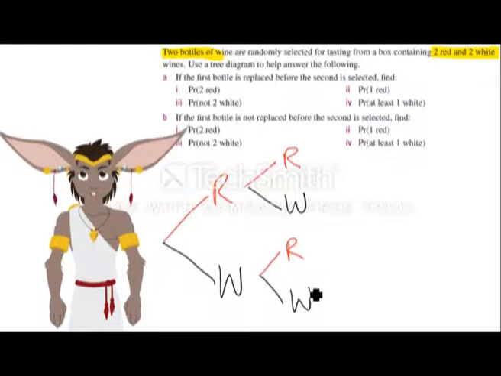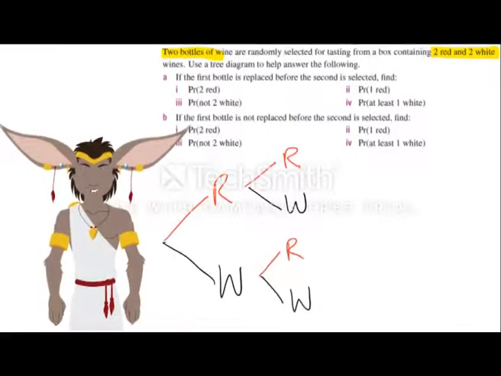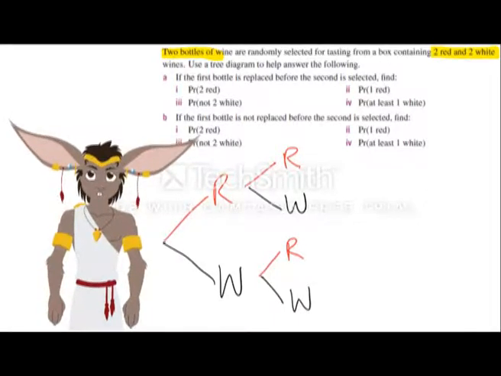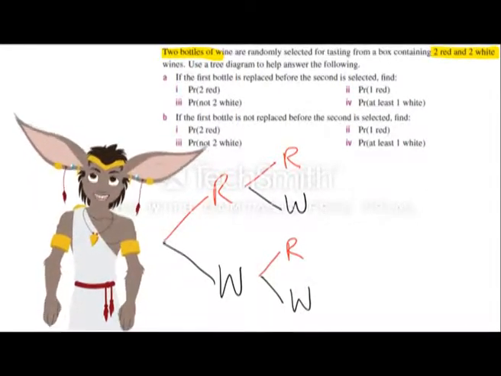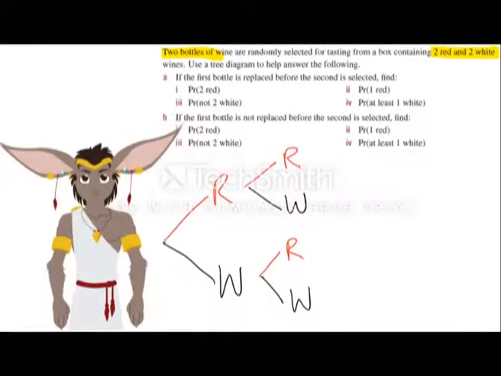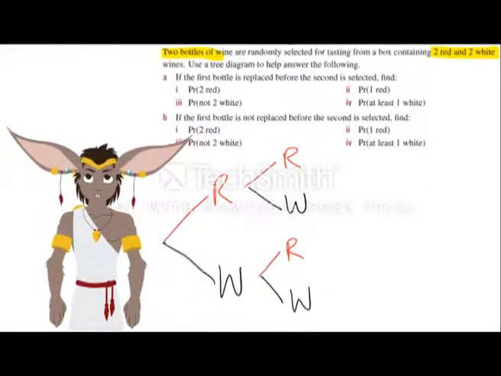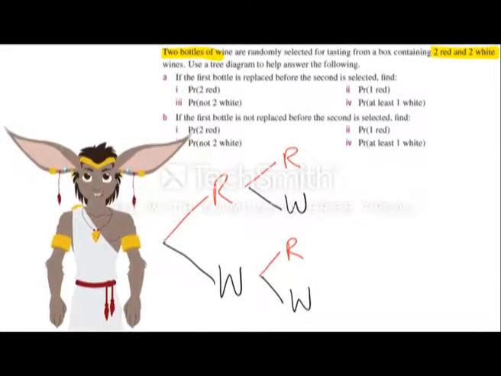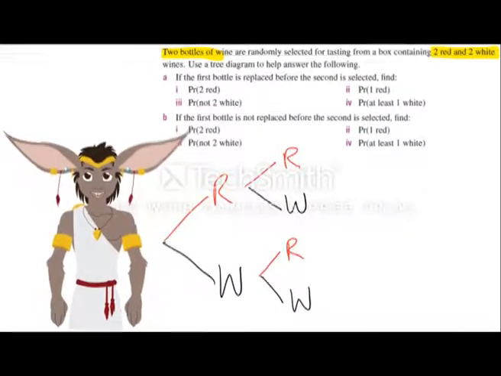The important thing to take note of here is that if we replace the bottle, so if we pick it out and then put it back in, or if we take the bottle out and we don't replace it, so it's not replaced, then our fractions and the weights on our tree diagram are going to change.